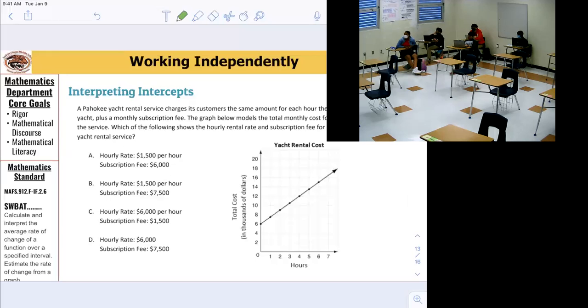Which of the following shows the hourly rental rate and the subscription fee for the yacht rental service?